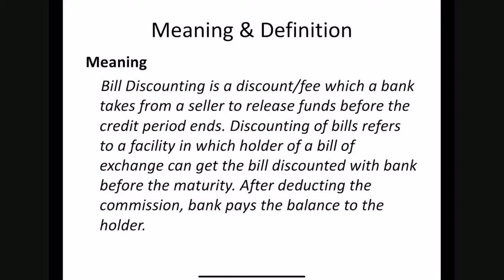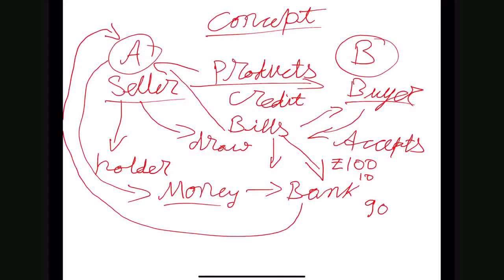This gives meaning and definition of bills discounting. The meaning goes like this. It's a very simple meaning. You can easily understand. The sentences are self-explanatory. The bills discounting is a discount fee which a bank takes from a seller to release funds before the credit period ends. So before the credit period ends, that's very important, before the credit period ends.